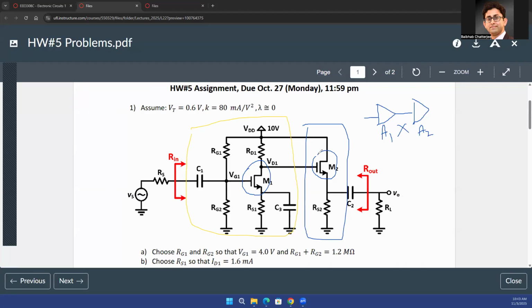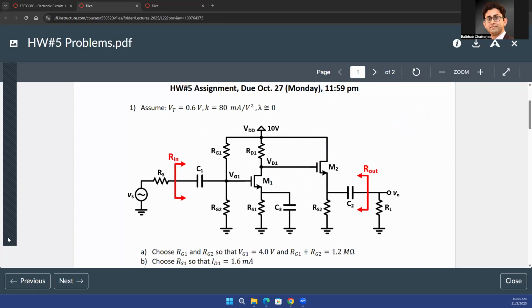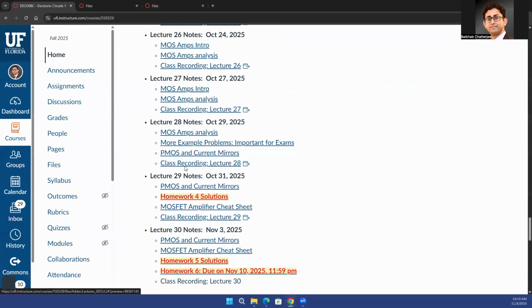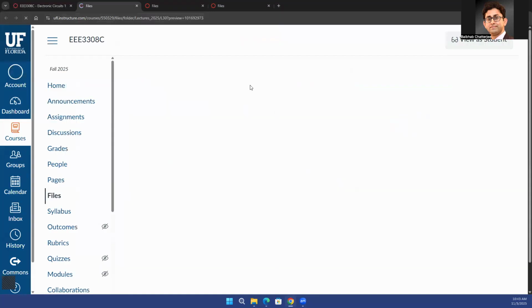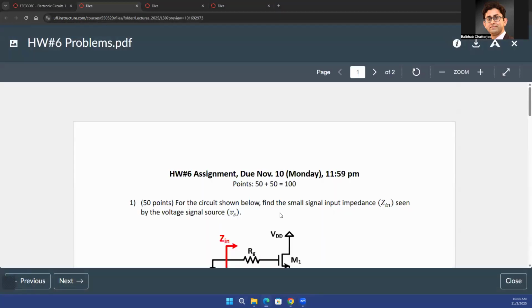So one of the topologies that we are going to discuss today is called current mirror. And we are going to talk about why it is called current mirror, what is the functionality, and so on. But before that, in your homework number 6, let's open this once more. But I think I have it opened over here.